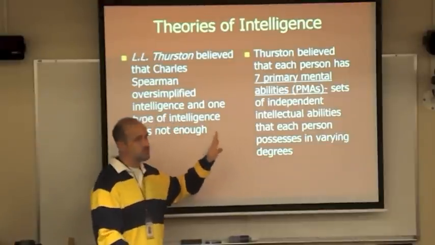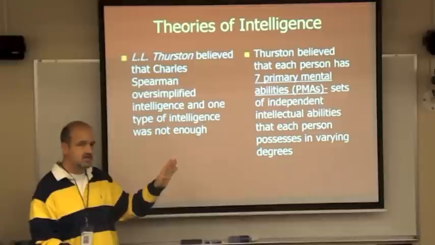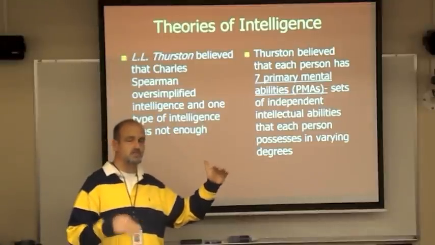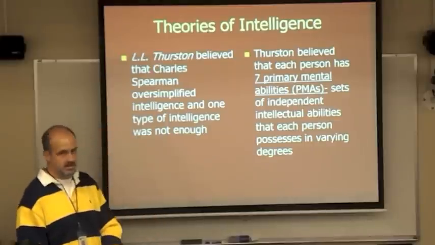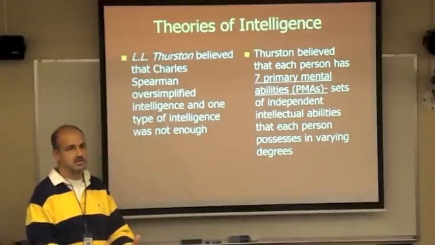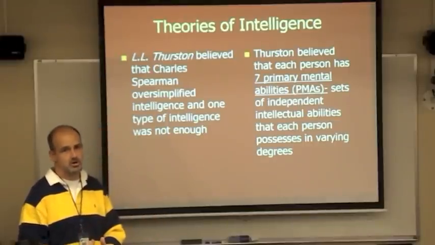So out of these 7 primary mental abilities, some people might be strong in one ability, but not as strong in another ability. He simply said that people have strengths, and then they have things that they're not very strong in.